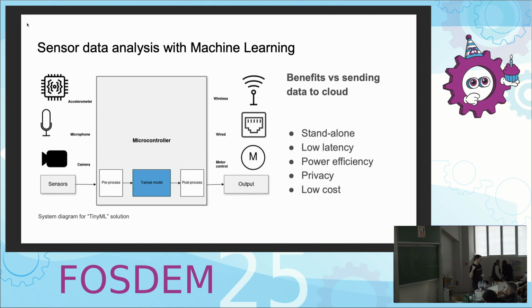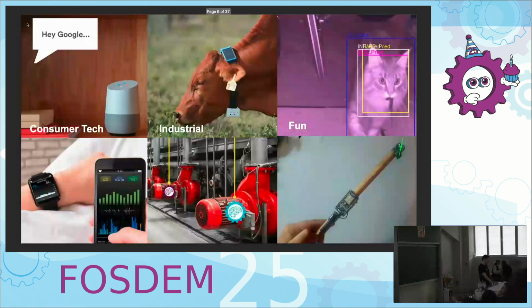So this allows some key benefits. We can make standalone systems that operate with low latency, guaranteed latency. We can make highly power-efficient systems where the sensors can run for multiple years on a single battery. And we can also make privacy-compatible systems because we don't transfer all the potentially sensitive data. And we can also make things low cost, which is relevant because it enables massive scale in terms of the number of units we will deploy.